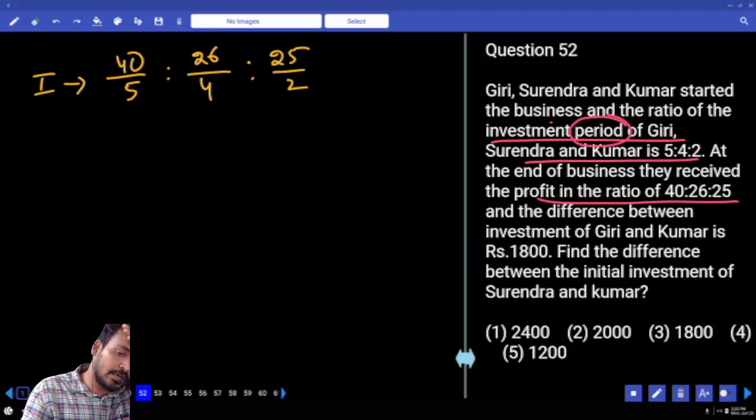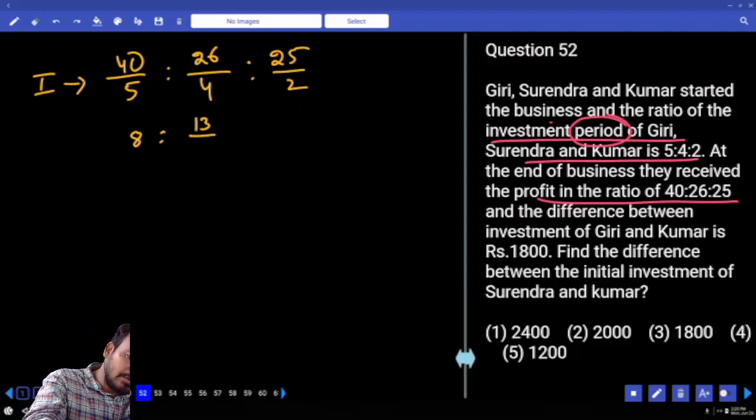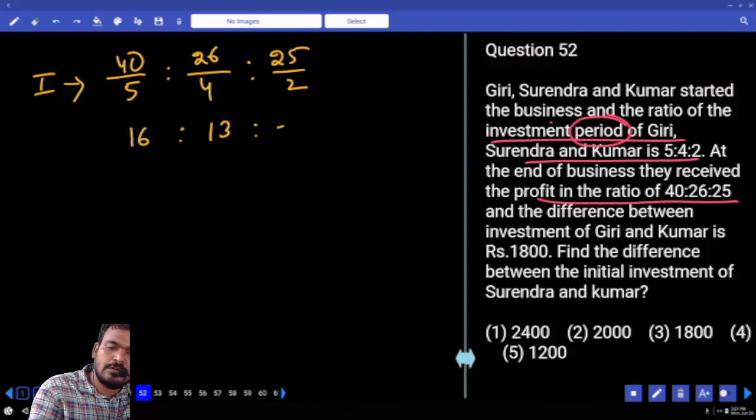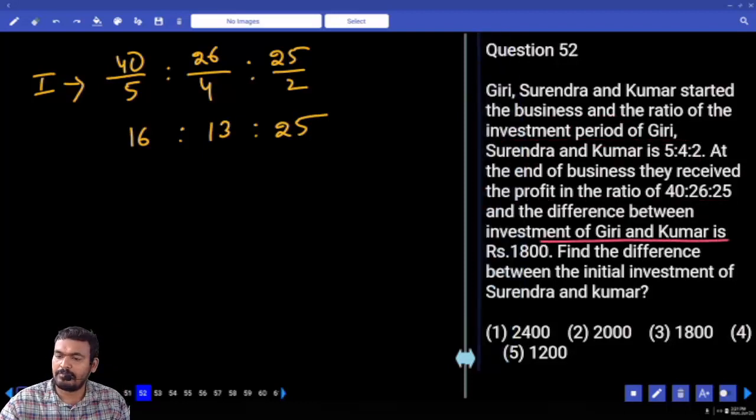Investment ratio 40 by 5 means 8. 26 by 4 that is 13 by 2 and 25 by 2. This one we multiply every value by 2 times. Means simply we write first one investment is how many parts? 16 parts. Second one investment 13 parts. Third one investment 25 parts. That is investment ratio or time ratio? Investment ratio.